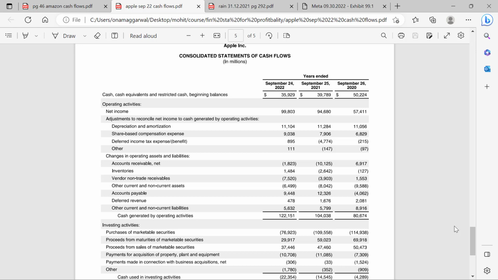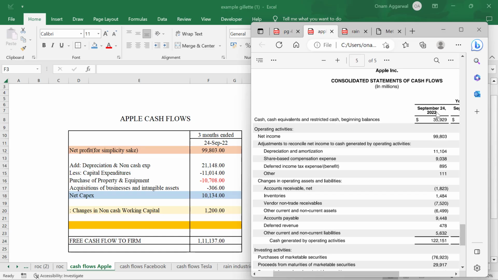So let's calculate some free cash flows to firms of real world companies. Let's take my favorite company first. Let's take Apple. Here are the cash flows of Apple for September 24, 2022. So we have to take operating profit here, but just for simplicity's sake, I'm taking net income. In a later part, we will take operating profits. But right now, just to make you understand very quickly how to calculate free cash flows, we take net profit.